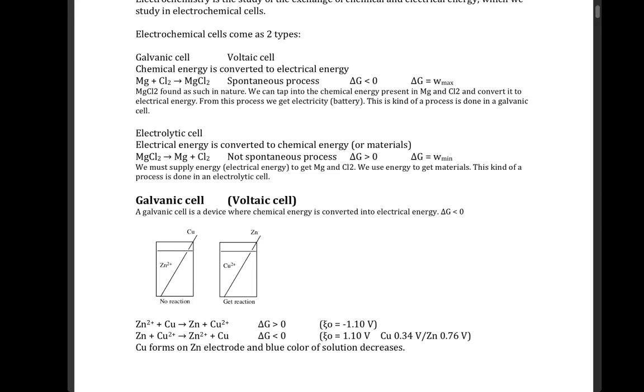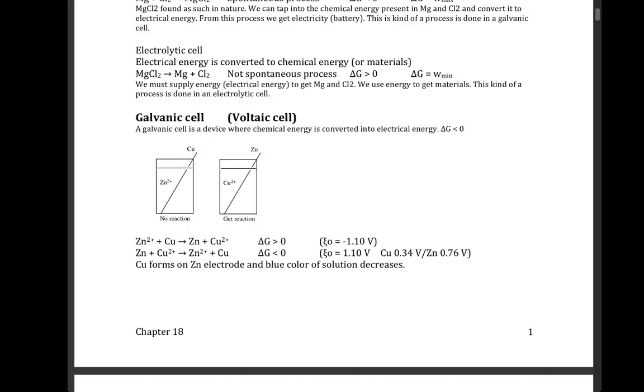On the other hand, that other reaction where we have zinc plus copper 2 plus, we do get a reaction. And the products are zinc 2 plus and copper metal. The delta G is less than 0, or we will find later that the potential is positive. So copper forms on the zinc electrode and the blue color of the solution decreases.